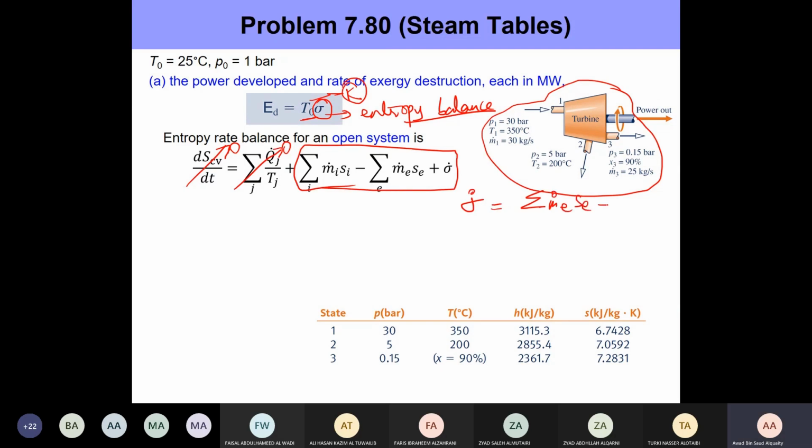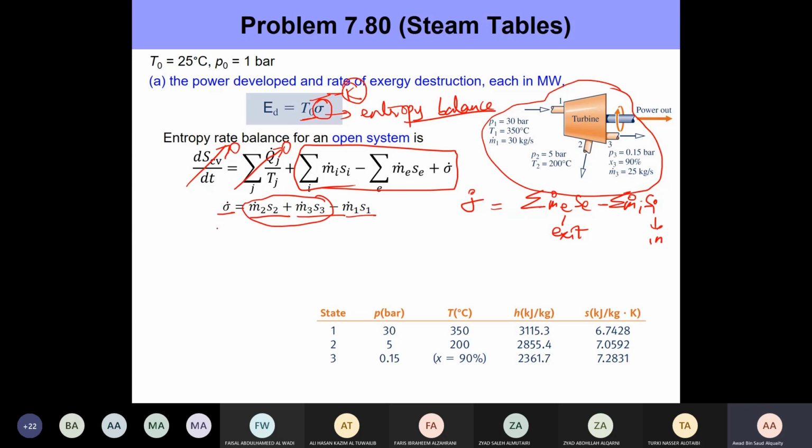We are left with sigma dot equal to the summation of m_e s_e minus the summation of m_i s_i, where i refers to inlet and e refers to exit. So we have two exits, one inlet. We can just write that down here, and this is what it comes out to be: m2 s2 plus m3 s3, the two exits, minus m1 s1. So this is sigma dot.